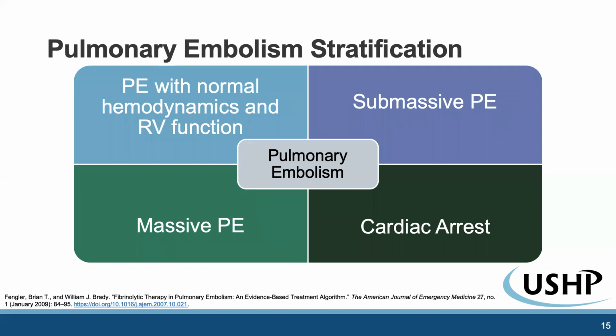In the second category, we have submassive PEs, in which this patient can have RV dilation, but you can also see some stability within their hemodynamics. And then in the massive PE category, we also have maybe some instability with hemodynamics. We're seeing dysfunction within the RV, maybe some dilation as well. And this patient would be more likely to need acute care for their pulmonary embolism.